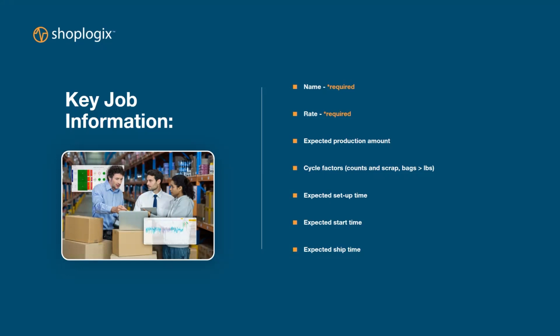You also can put in cycle time. In other words, every time I set this product up, it's going to take me 45 minutes. I can put the expected start date, the expected ship date. There's a wide variety of information you can put in for the job, but basically the 2 things you really need are, one is just an identifier and what is your rate, then you can go from there.